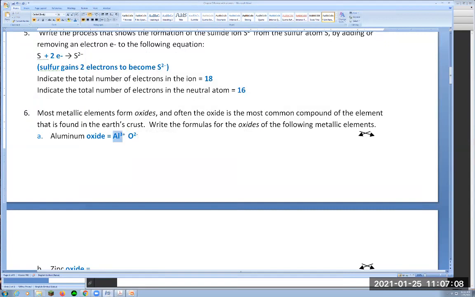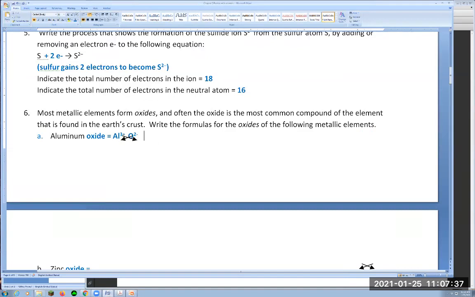Always write the cation first, then the anion second, right? Positive ion first, negative ion second. This is an ionic compound, and we can use what we call the crisscross trick. You see I have arrows prepared here. These arrows are used to do the crisscross trick, where you take the charge of one ion and it becomes the subscript for the other ion.